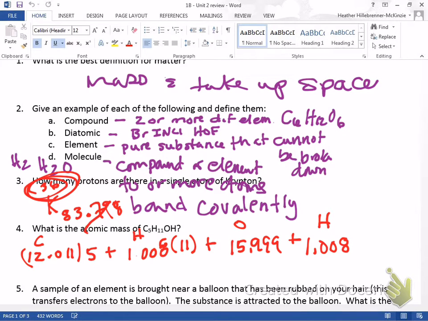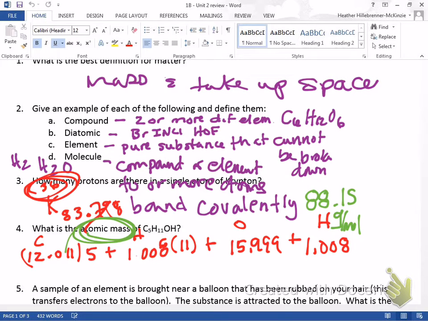So what did you guys get for an answer here? 88.5. 88.5, that's it? Okay. And in this case, sig figs are not a big issue, but you need to know this is grams per mole because we are talking about the atomic mass. The average atomic mass. Good? All right.